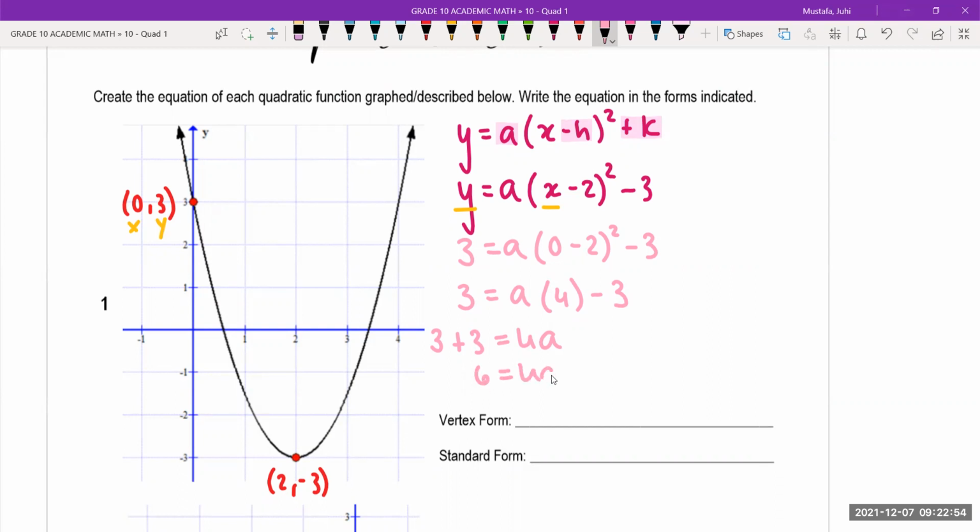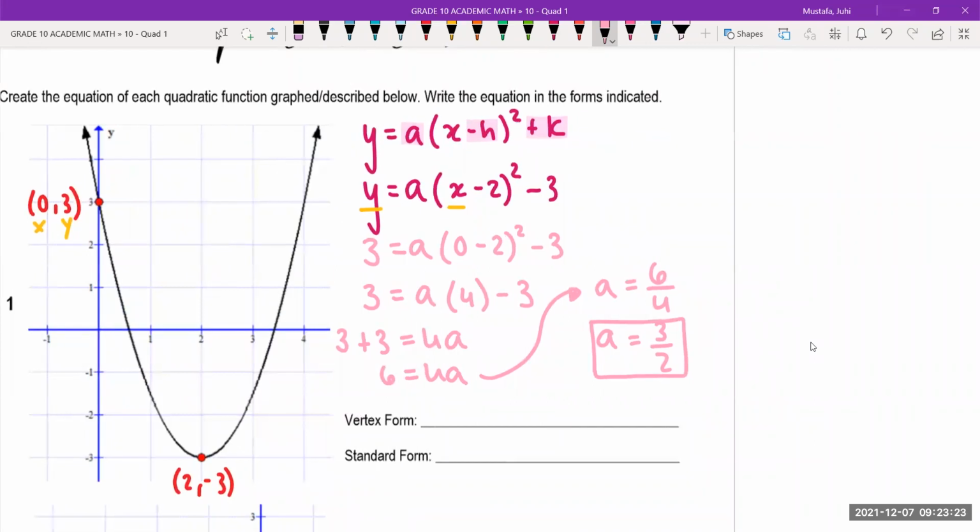So it's going to be 6 is equal to 4a. And a is just going to be equal to, I don't have enough room. I'm going to move it over here. So to solve this, I just divide both sides by 4, and I'm basically going to get a is equal to 6 over 4, which can be reduced to a is equal to 3 over 2. So it just so happens that our a value is 1.5, but we weren't sure.